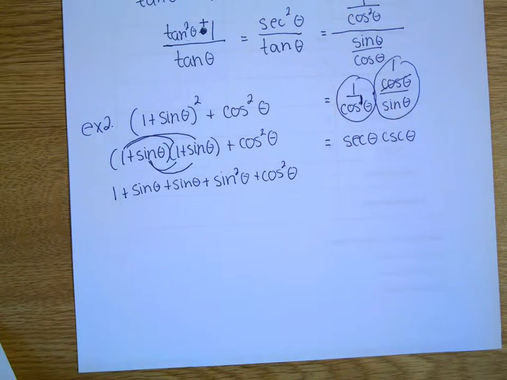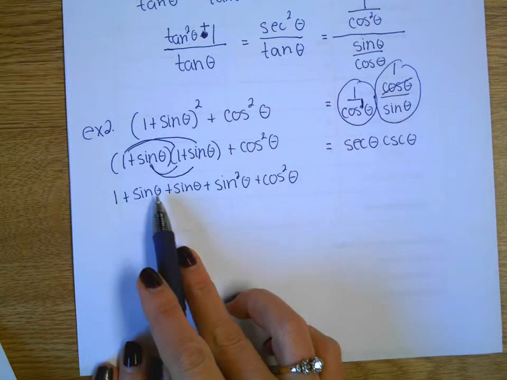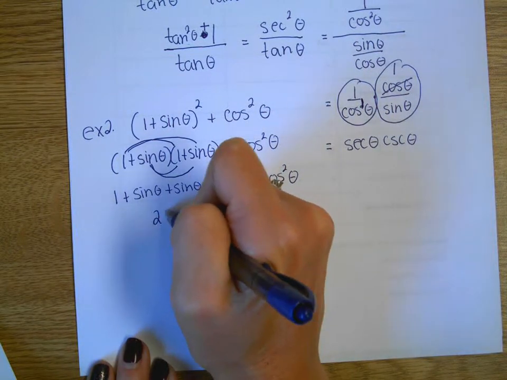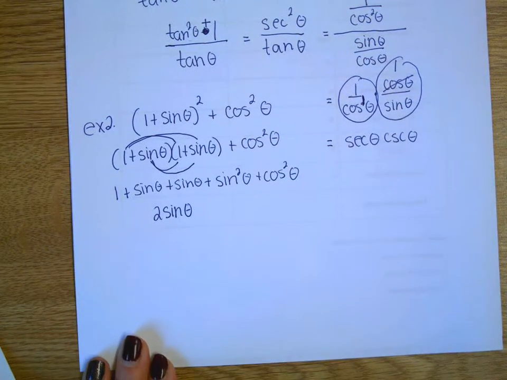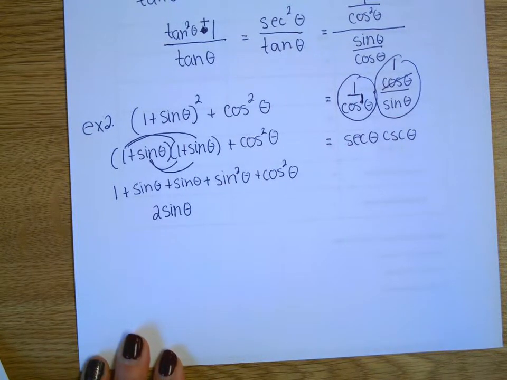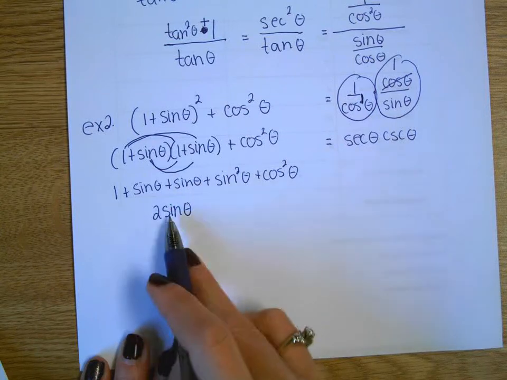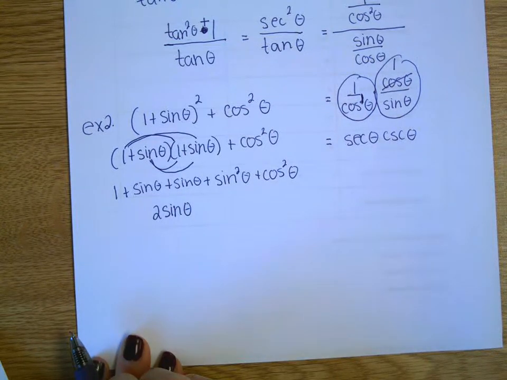Okay, what can we simplify in that line? Sine plus sine is 2 sine. And that's all I got. There is something else in this line. Who can find it? Sine plus sine turned into 2 sine. We're going to carry the plus 1 along. I'm waiting for somebody else to see what's in this line.